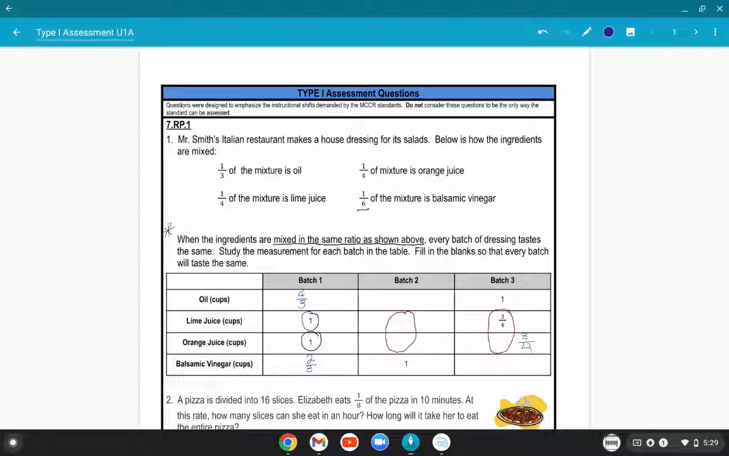Okay, everything gets divided by 1/6. So I'm going to start with this. 1/3 divided by 1/6. 6 times 1 is 6. 3 times 1, 3. Again, we're following this x pattern. 6 divided by 3 is 2.